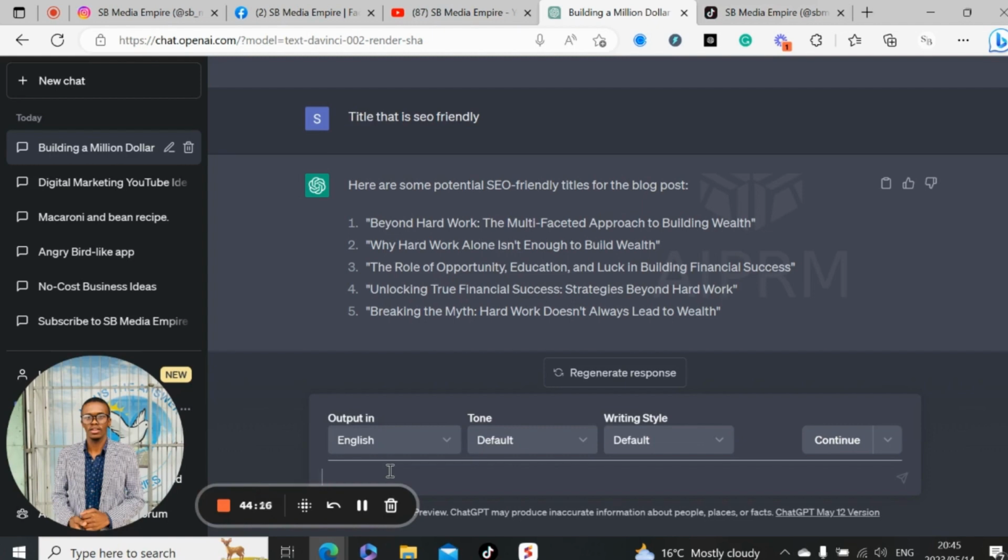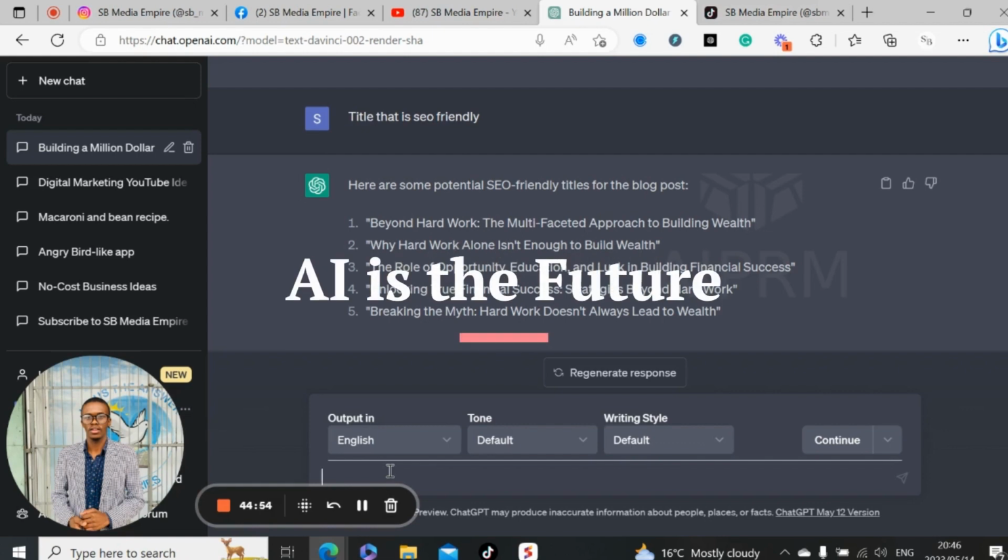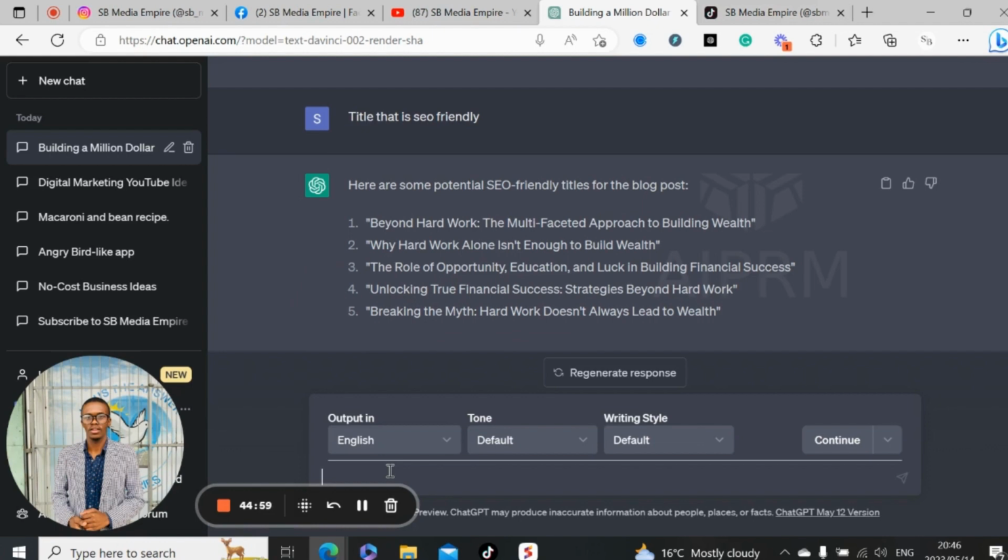So that it doesn't get a strike from Google, because Google also has AI that can see if a video was done by AI. If it was done by AI, then it's gonna flag it. So you need to use Grammarly to check the plagiarism until it's 0%, right? So now you get the picture. ChatGPT is the future, guys, right? This is where we start. We start with ChatGPT, right?